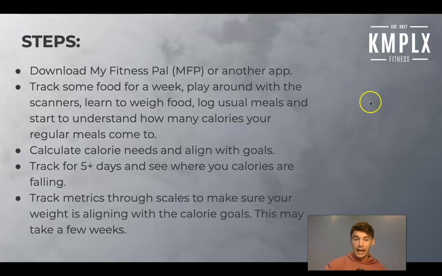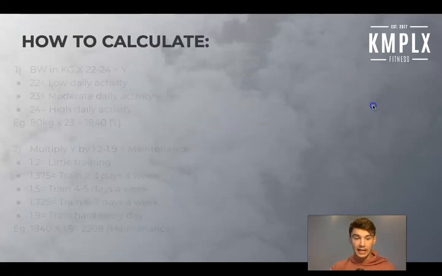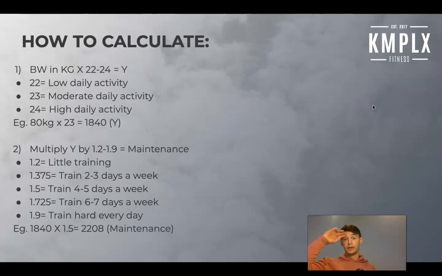So moving on again, we're going to go through the actual calculation. For me, I'm going to use my example. I'm going to take my body weight in kg and multiply it by 22 to 24, and that is going to give me Y. So Y is just what we'll call the first one. 22 to 24 is just a ballpark of your activity levels throughout the day. So 22 being low daily activity, 23 moderate, 24 high. So it's a very simplistic view.